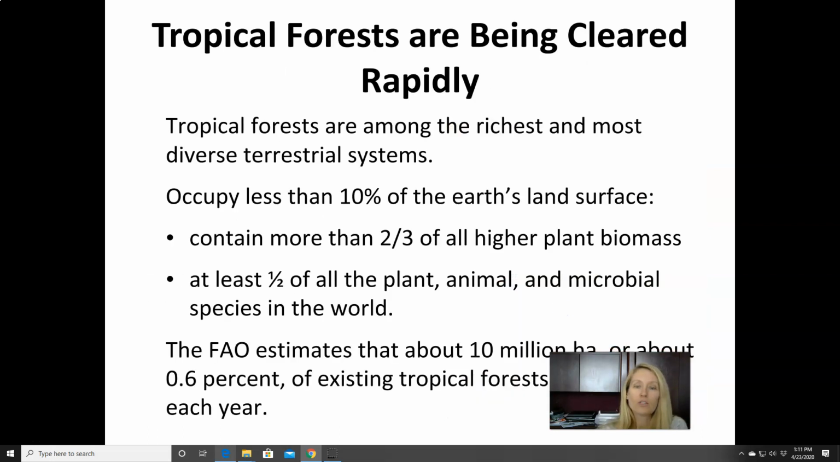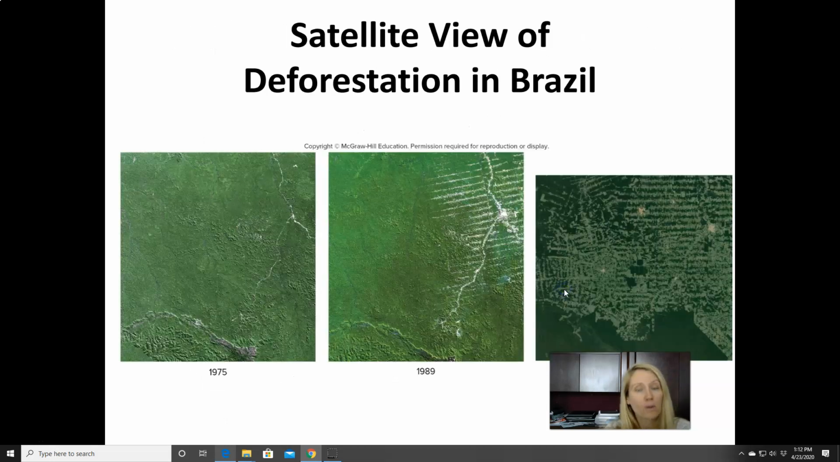So we know that the tropical rainforests are being cleared rapidly. They occupy less than 10% of the whole Earth's surface, but we know that they contain over 2/3 of all biomass. So biomass is if you took all green living things on this planet and you weighed them to see how much they weigh, that's biomass. 2/3 of all of that is located down in those tropical rainforests. And we also know that at least half of all species of plants, animals, and microbes live there. So it's a really important ecosystem, and it's under a lot of pressure.